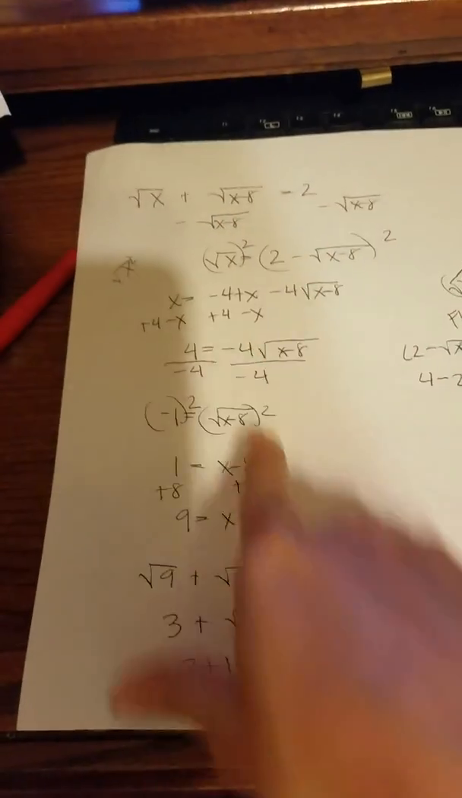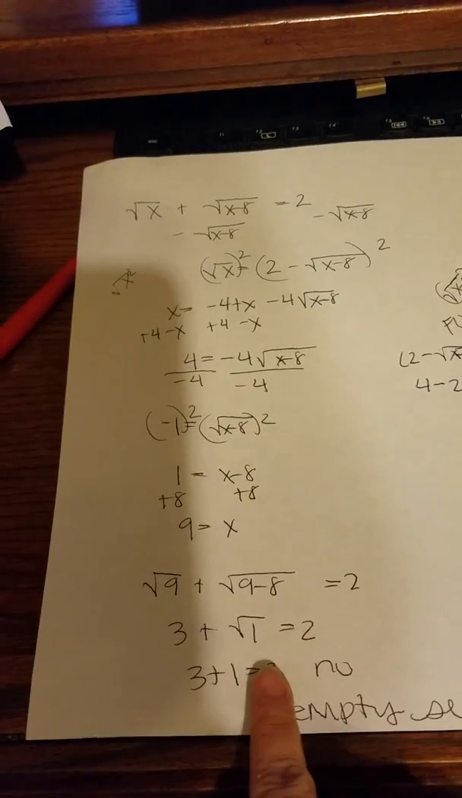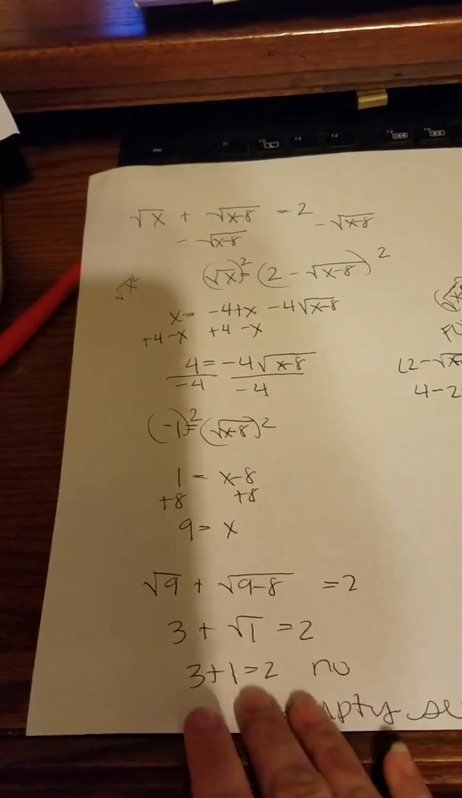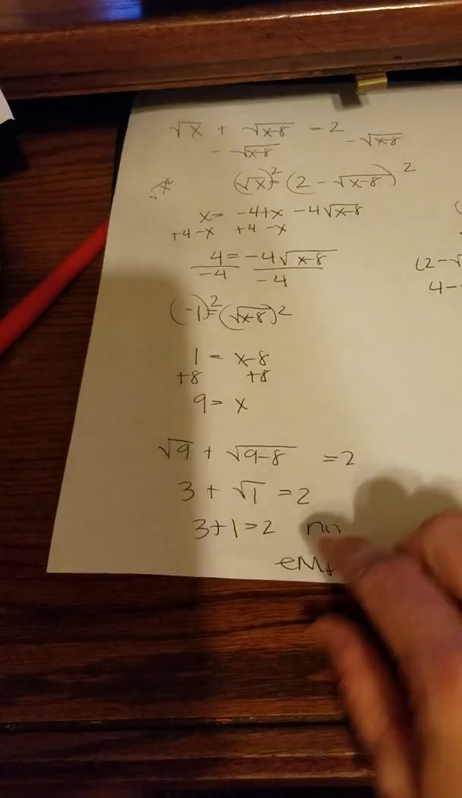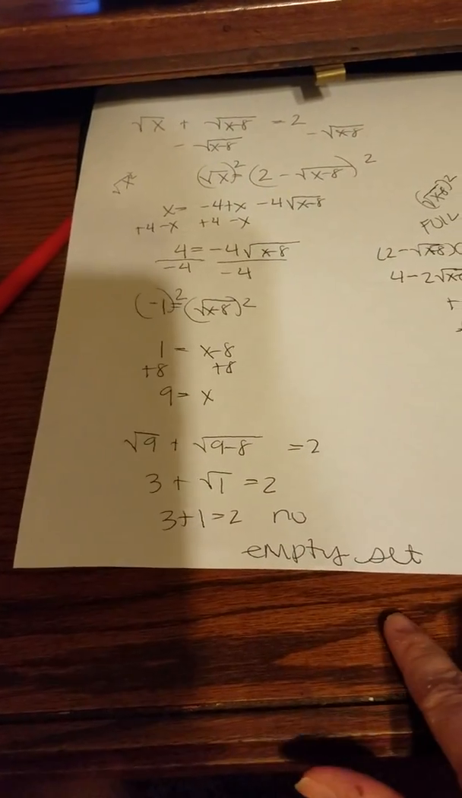The square root of 9 minus 8 equals 2. Well, 9 minus 8 is 1. Square root of 1 is 1. So we're essentially asking, is 3 plus 1 equal to 2? And it is not. That's why the solution is the empty set.